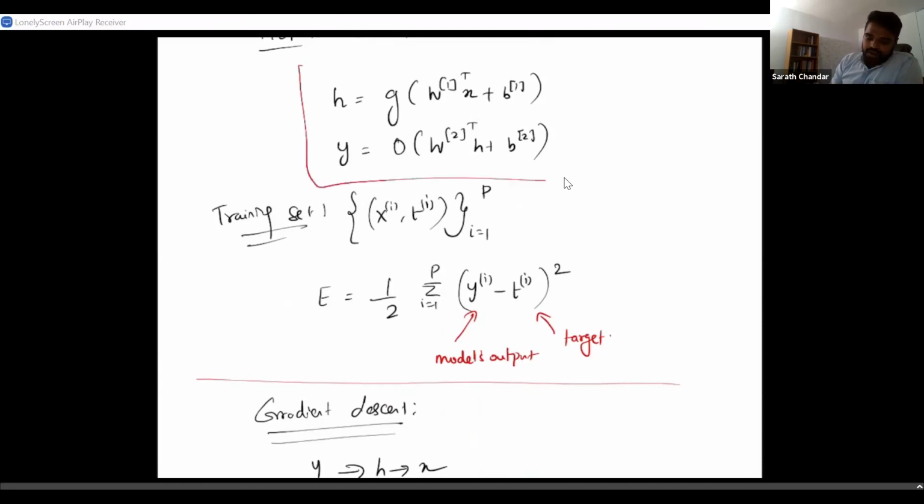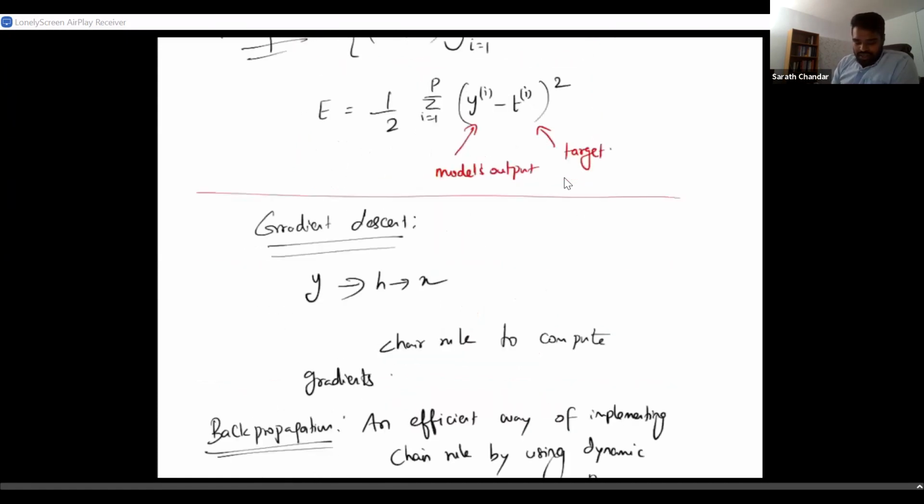is a simple neural network where you first compute a hidden state H, which is G of W1x plus B1. Then you have the output Y, which is O of W2H plus B2, right? And you have a bunch of examples, let's say you have P examples. Now this is your error function.